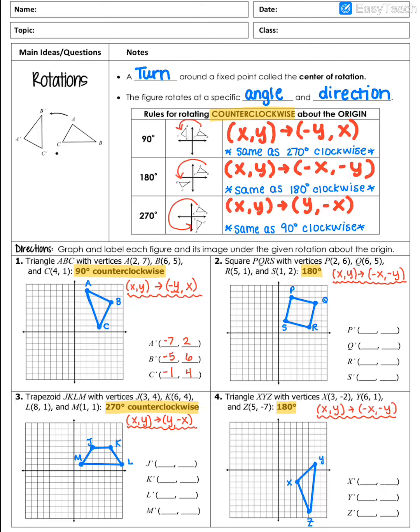And then a 270-degree rotation counterclockwise is the same as a 90-degree clockwise rotation. And all you do is you flip-flop your x and y just like we did with 90 degrees, but this time the second number is the one that changes signs.